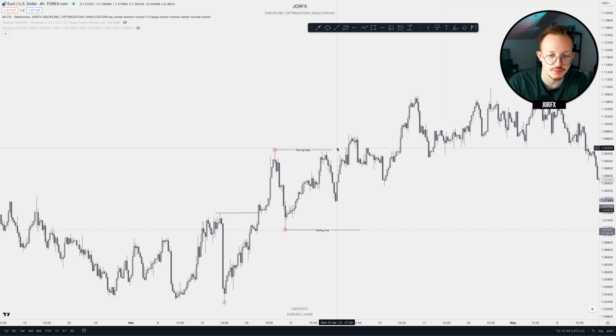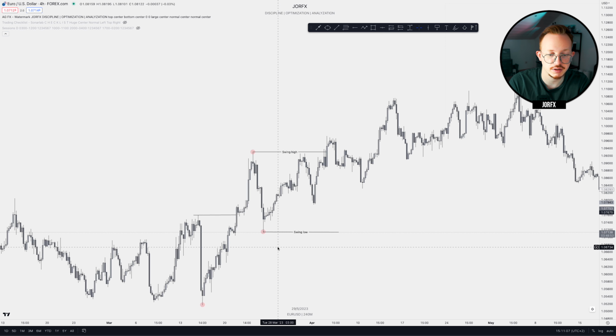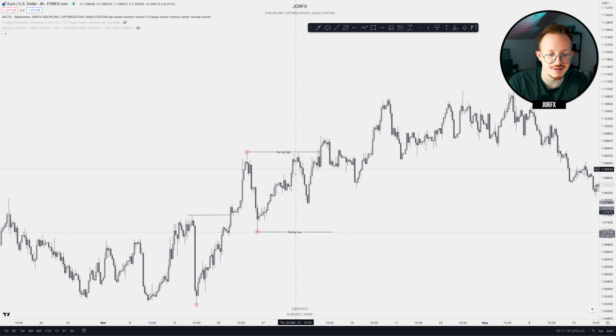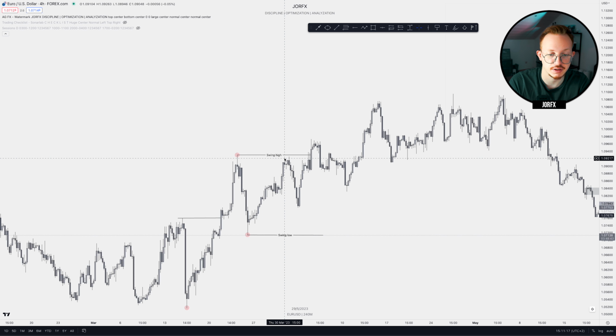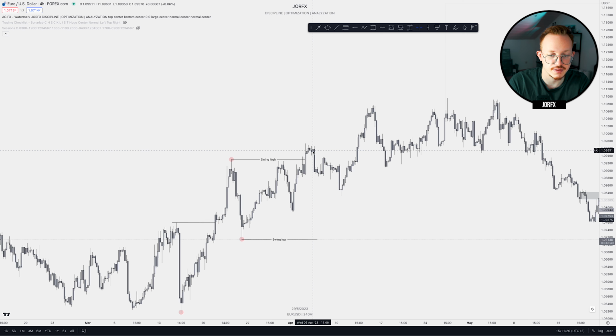So then this one gets broken right here, but we cannot shift our swing low because this is still the deepest point that created this up move, as this one did not break the swing high. Then we have a pullback created right here. We can shift the swing high to here right now. And now we can move the swing low up.